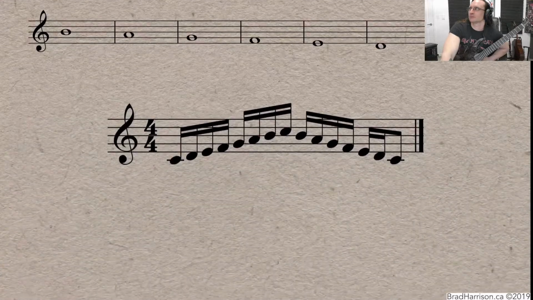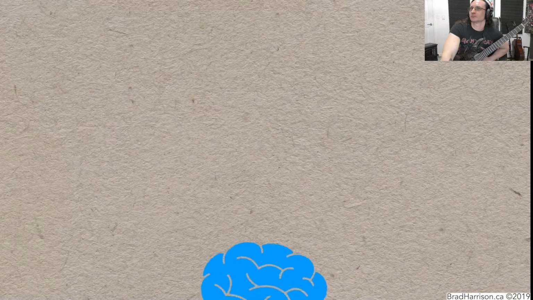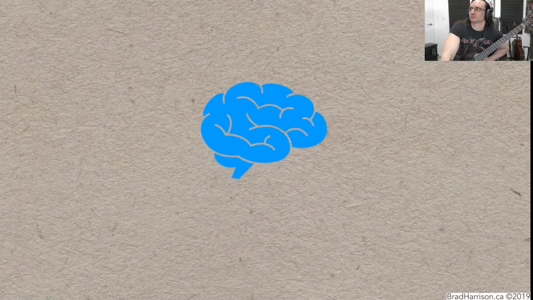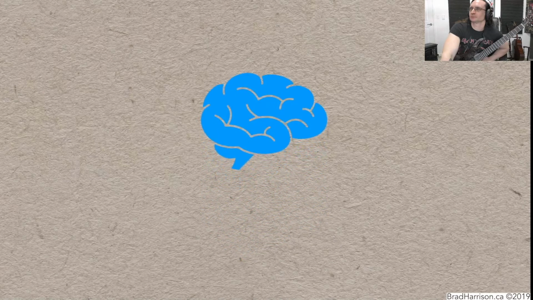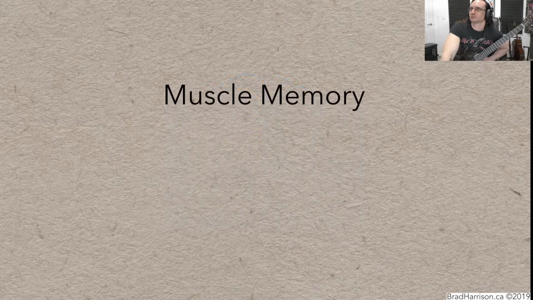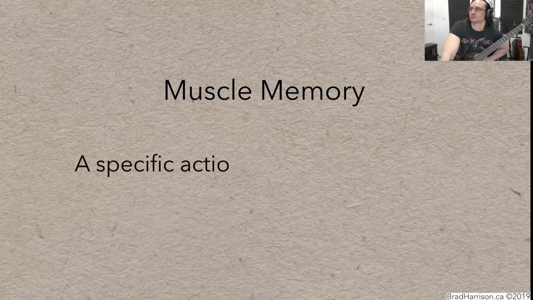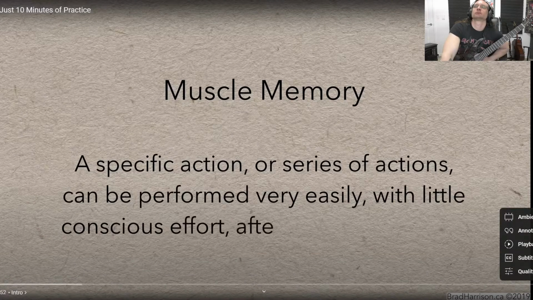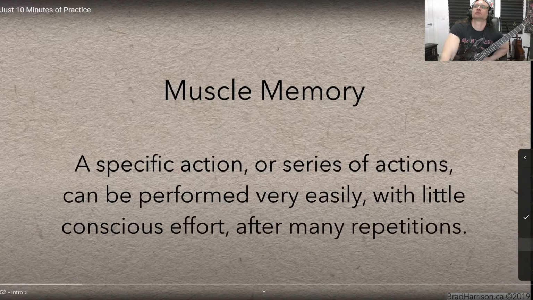To do that, we're going to exploit the brain's incredible ability to learn and replicate actions and reactions. There are a number of systems involved in this type of procedural memory, but most people commonly refer to this phenomenon as muscle memory. You might have heard of muscle memory. The term is often used to refer to how a specific action or series of actions can be performed very easily, with little conscious effort after many repetitions. Sometimes it happens almost by accident.